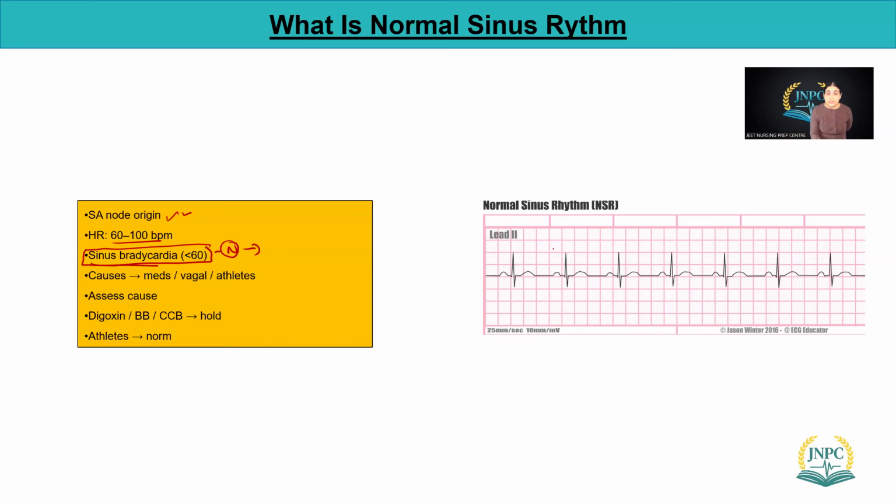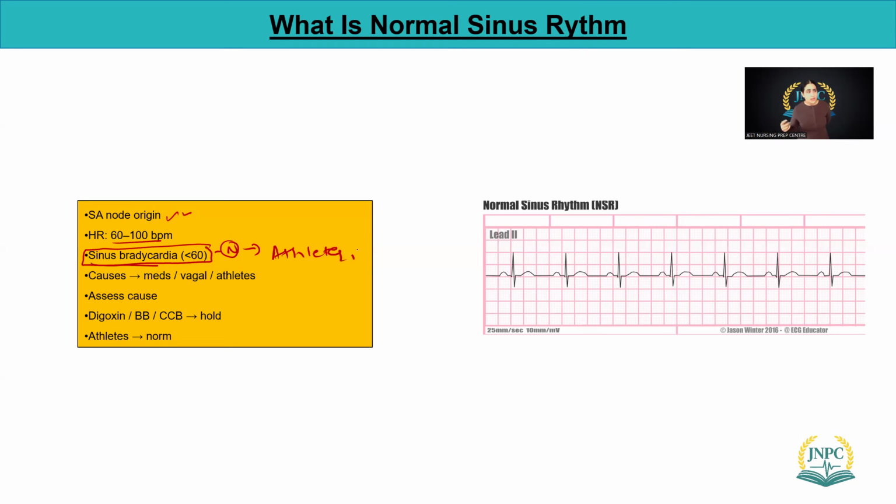Sinus bradycardia is normal in athletes, because athletes do running. For them, their baseline sometimes goes lower, even if their heart rate is 55, but if they do not show any symptoms, they're okay, they're perfect. Their level of consciousness is okay. That means that is normal for them. That is their baseline. But if they are very symptomatic, then we need to think about it.